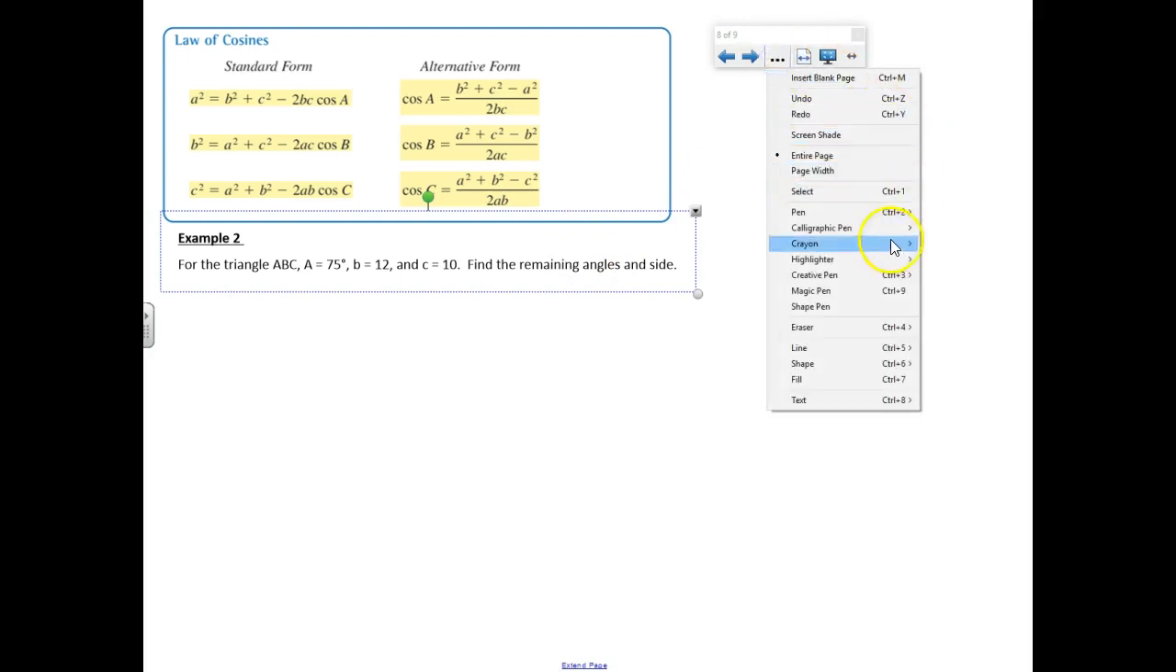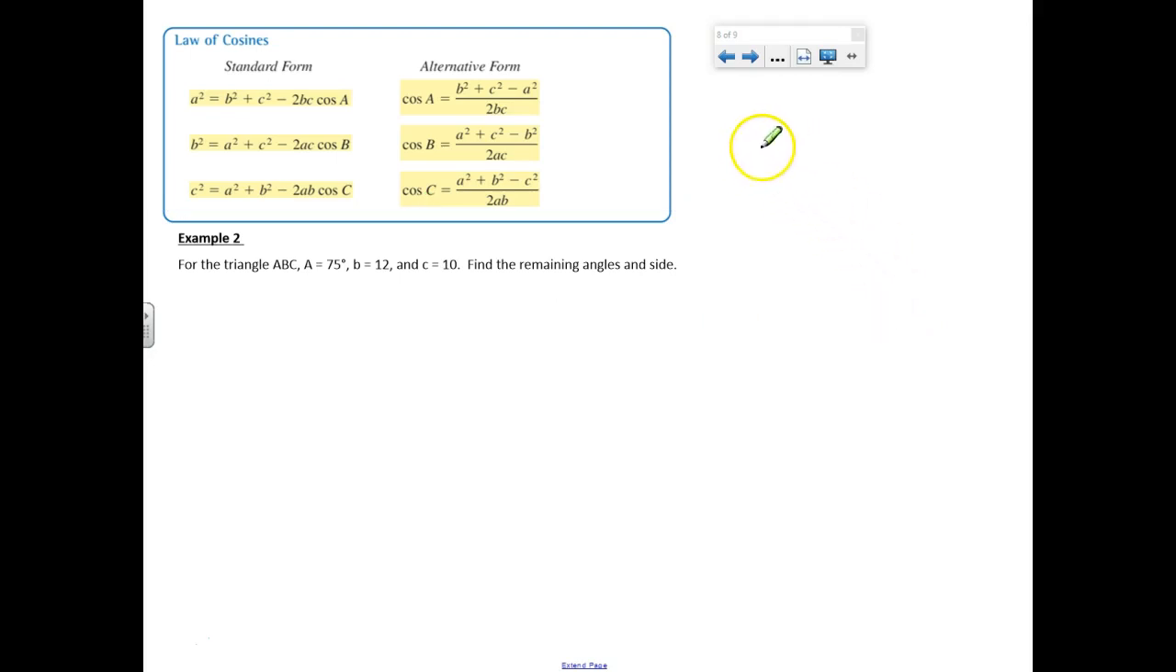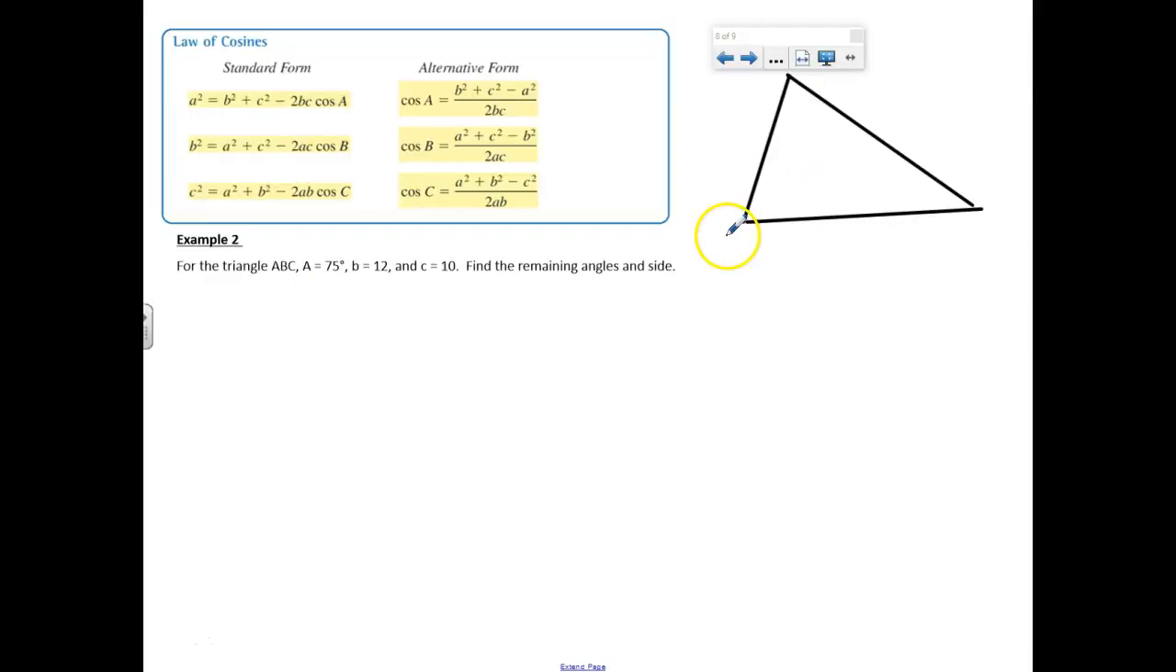For this example, I highly recommend that you definitely sketch your triangle. Angle A is 75 degrees. So let's go ahead and label A, B, C is up here. We're given angle A, 75. And then we're also given side B is 12, side C is 10.